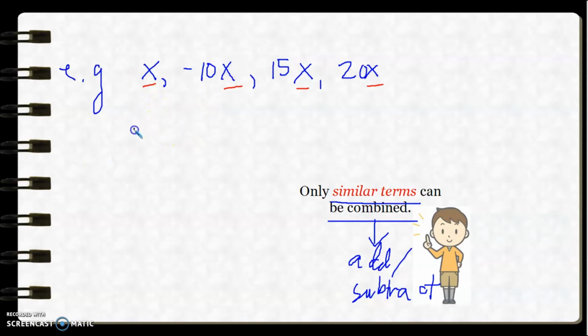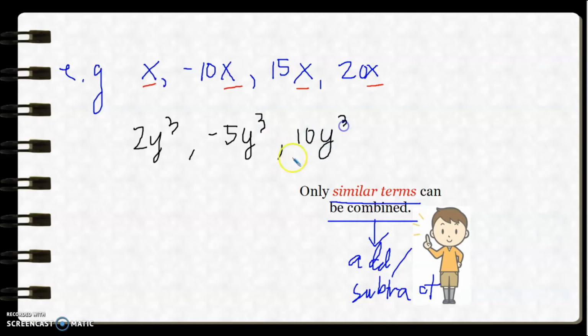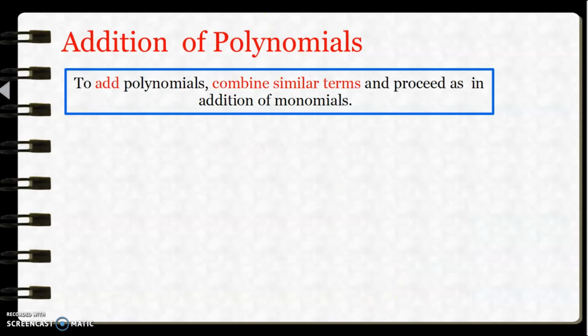Another example could be 2y cubed, negative 5y cubed, and 10y cubed. So, common literal coefficient nila ay y cubed. Okay? So, once you identified terms as similar, again, they can be combined. They can be added or subtracted. And of these terms that are added or subtracted are the numerical coefficients because we will just be copying or affixing the literal coefficients. So, let's get started.